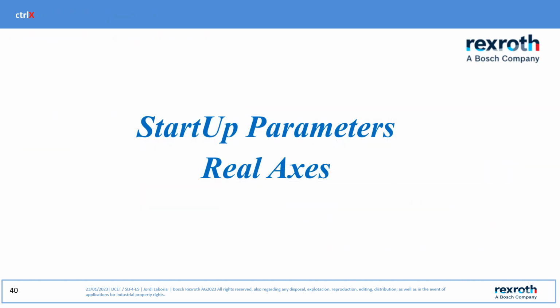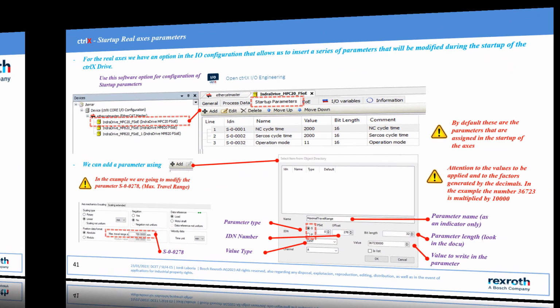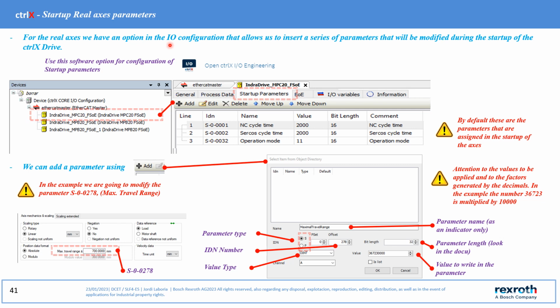Startup parameters for real access. For the real access, we have an option in the IO configuration that allows us to insert a series of parameters that we will modify during the startup of the ctrlX drive. By default, these are the parameters that appear in a standard configuration. If we want to add any parameter, we will use the Add button.